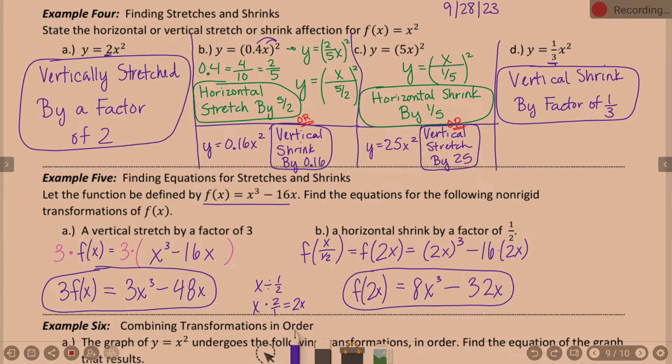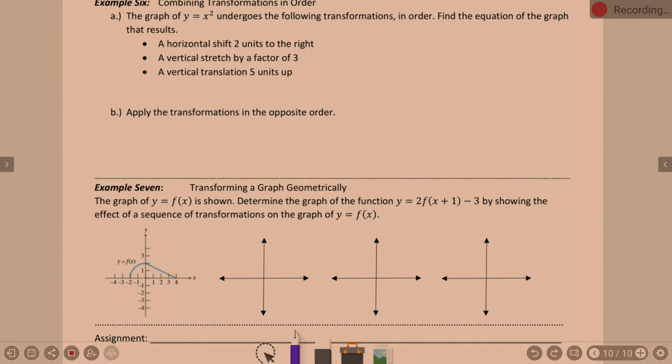Look at example 6. Combining transformations in order. So this is taking multiple transformations and putting them in the proper order on the equation. The graph of y equals x squared undergoes the following transformations in order. Find the equation of the graph that results. So we have 3 pieces here. We're going to take this x squared, shift it 2 to the right, stretch it by 3, and then translate it 5 up.